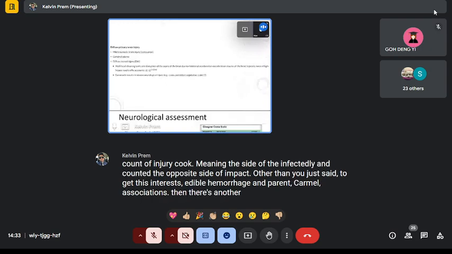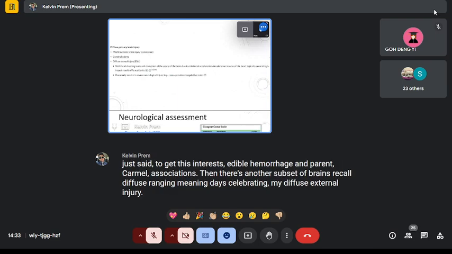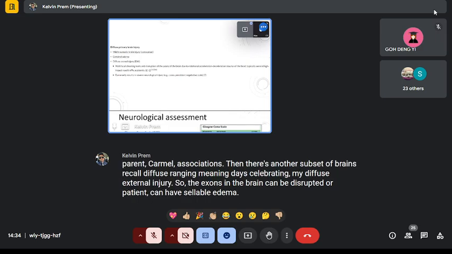Then there's another subset of brain injury called diffuse brain injury, meaning there is cerebral edema and diffuse axonal injury. The axons in the brain can be disrupted, or the patient can have cerebral edema, meaning the brain is swollen up after an injury.